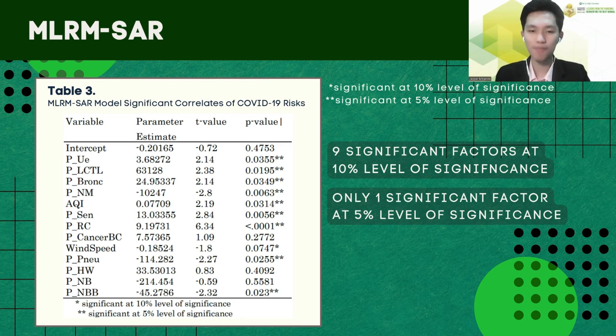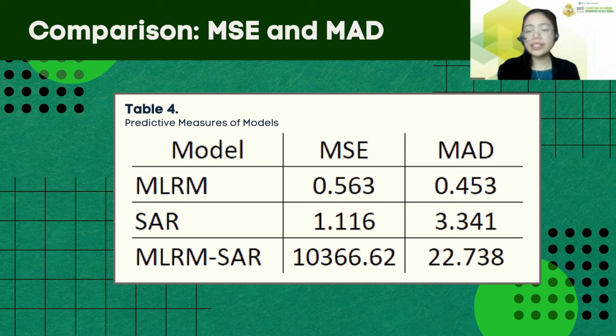To continue, Ms. Ocampo. To compare the predictive abilities of the models, mean square error or MSE and mean absolute deviation or MAD were used. Among the 3, MLRM had the lowest MSE and MAD. However, due to the existing significant spatial dependencies among provinces and NCR cities, the SAR model is more appropriate, with low MSE and low MAD. Additionally, MLRM-SAR yielded the highest among the 3, being the least suitable for prediction. That is all for the results and discussion. Next to you, Mr. Miranda.